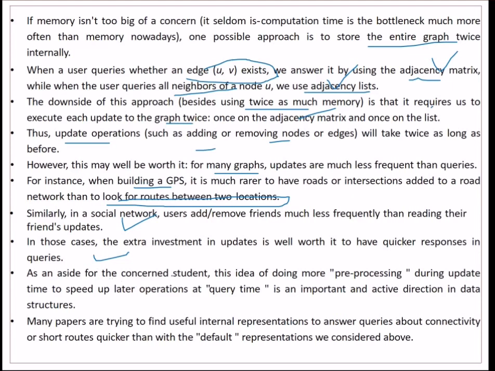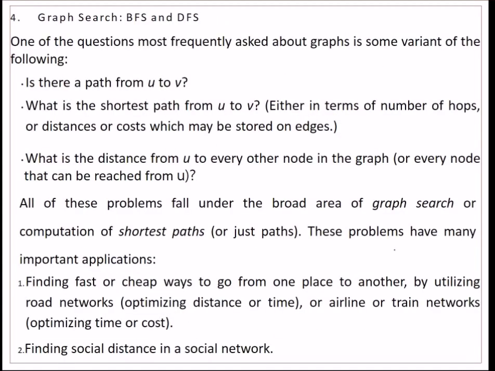For us, this idea of doing more preprocessing during update time to speed up the later operations at query time is actually a very important and active direction of data structures. And various research papers are trying to find useful internal representations to answer queries about connectivity or shortest routing, which is quicker than with the default representations as we have discussed.